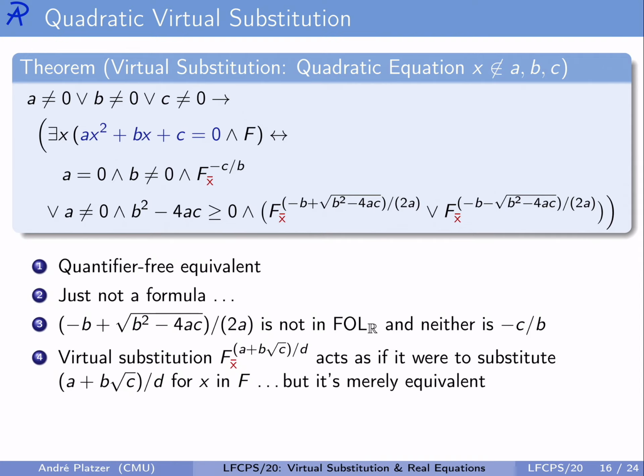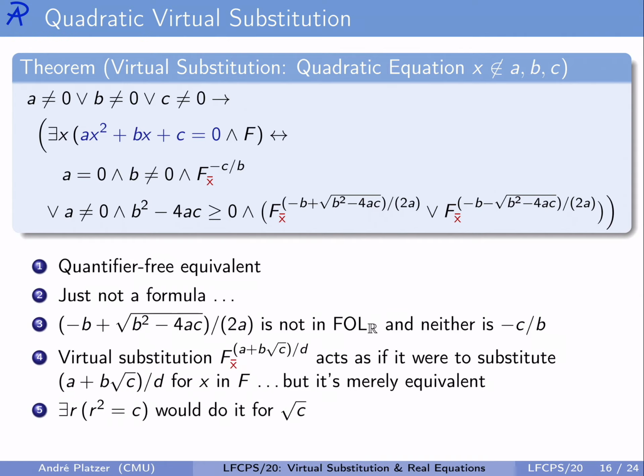And the notation for that is that I use a little bar on top of the variable to indicate that, yes, we're doing this substitution, but we're not taking it quite so literally, but we're substituting it virtually. And that's what we will now develop for these square roots, which indirectly also handles the case of divisions that we need along the way.